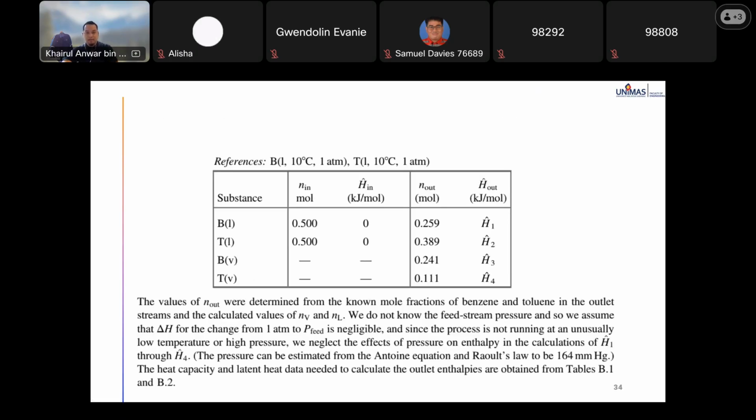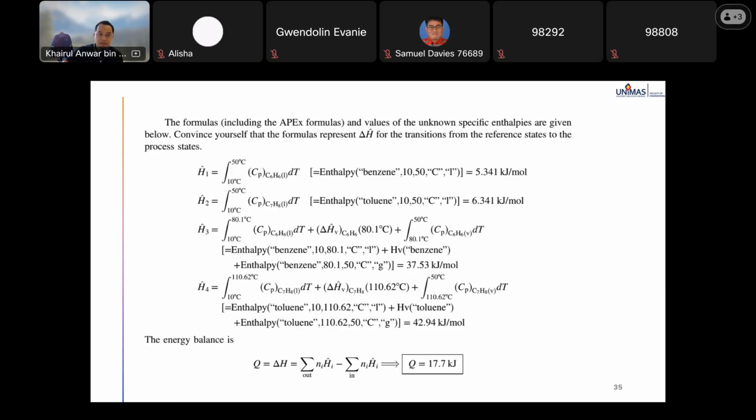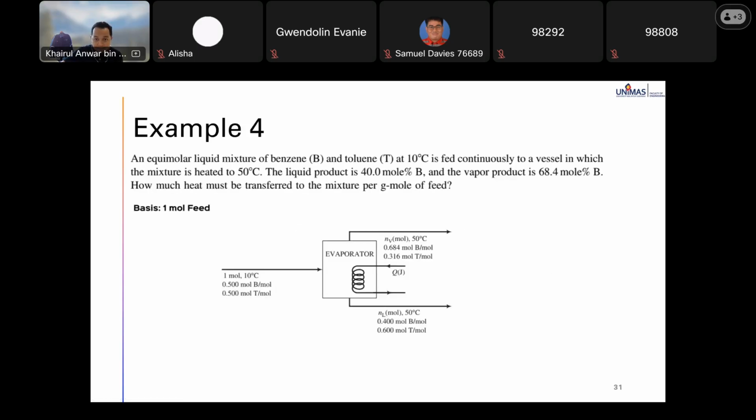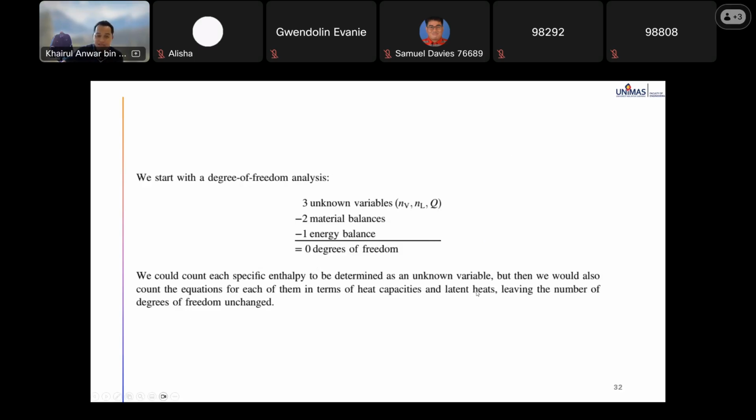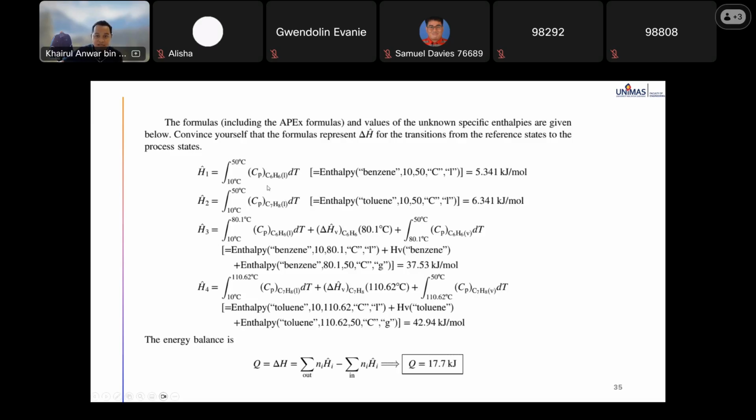So H1, benzene liquid. The formula includes... So H1 is from 10 to 50 degrees C. H1, liquid, changes to 50 degrees C. So CP of C6H6 dT. So CP.